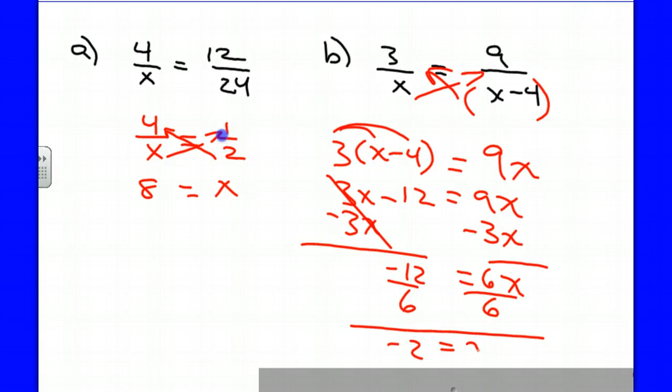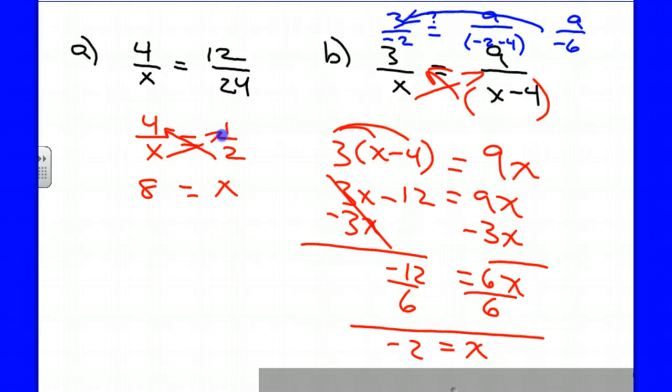Good job, -2 equals x. Okay, and so if we go plug that in the original, let's look and see what it looks like. 3 over -2, does that equal 9 over -2 minus 4? What is -2 minus 4? -6. So this on the right is 9 over -6. Is that the same as 3 over -2? And it is, right? We could simplify, reduce it, and see that it is. So we have checked this solution and it works, okay?